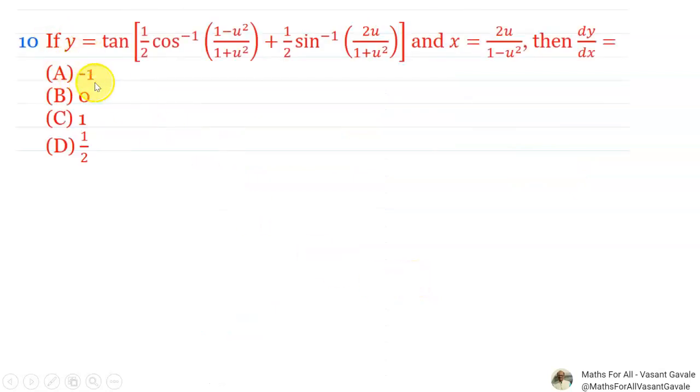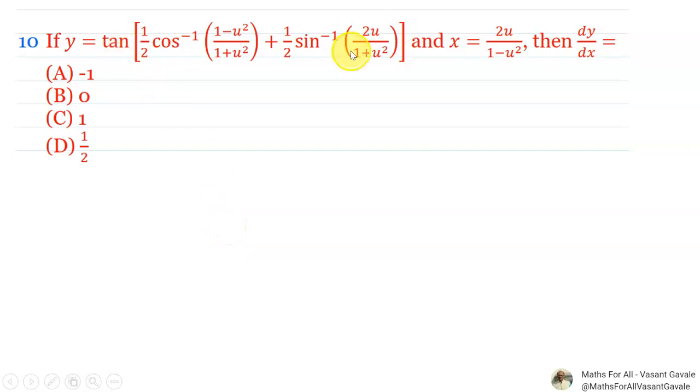करेक्ट आहे. नेक्स्ट एक्झाम्पल. If y is equals to tan of in bracket 1 upon 2 cos inverse in bracket 1 minus u square upon 1 plus u square plus 1 upon 2 sin inverse in bracket 2u upon 1 plus u square, x is equals to 2u upon 1 minus u square, then find dy by dx.